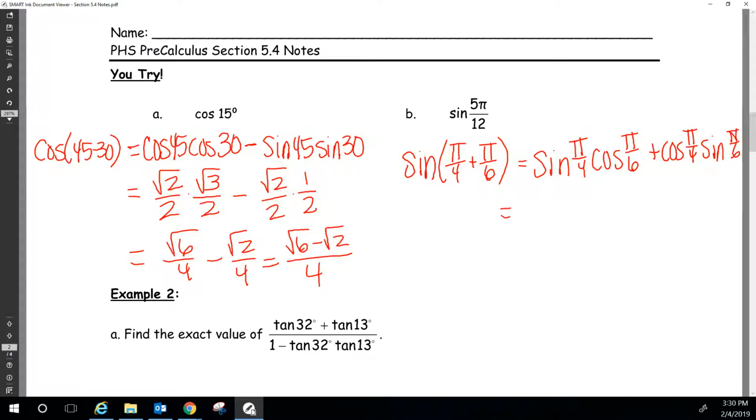All right, sine of pi over 4 is square root of 2 over 2. Cosine of pi over 6 is square root of 3 over 2. Sine of pi over 6 is 1 over 2, cosine of pi over 4 is square root of 2 over 2. Are they always going to end up being square root of 6 plus or minus square root of 2 over 4? No, just these ones that we've been working with ended up being the same.